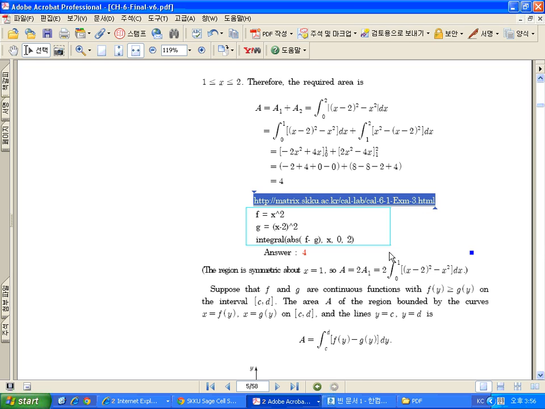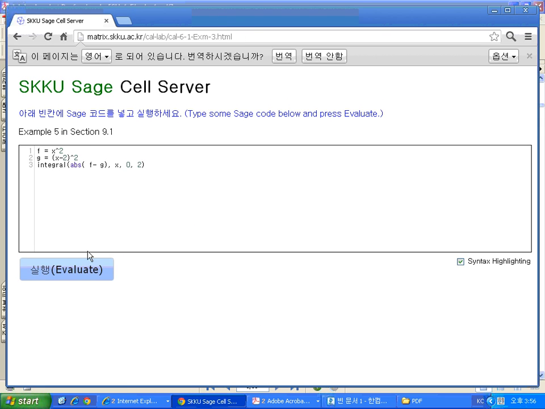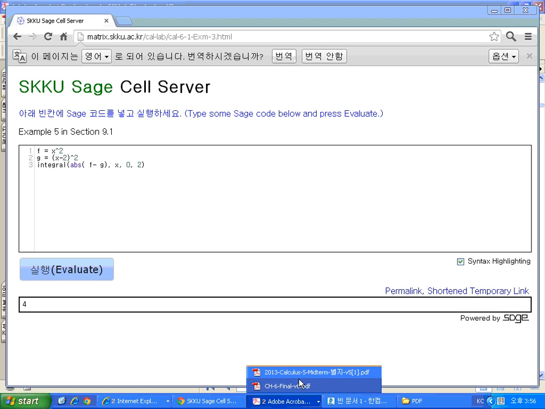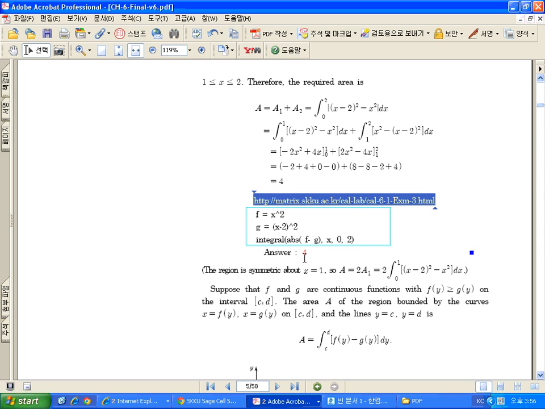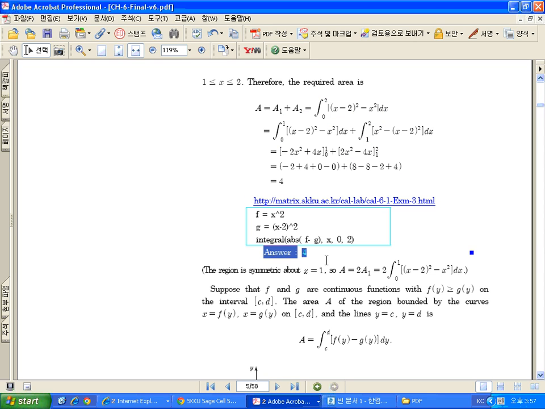Copy. And you do practice in here. Okay, here, the absolute value of f minus g integrated from 0 to 2. That's what you'd like to have, which is 4, as you have seen in here. So that's the fact. This is what you did by hand, and this is what you got with Sage.